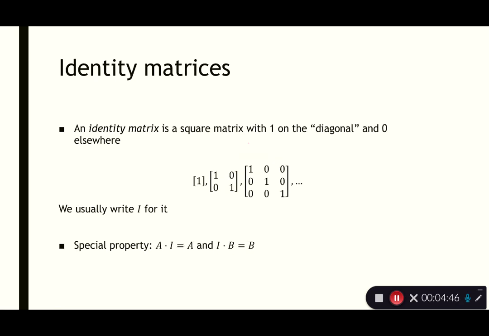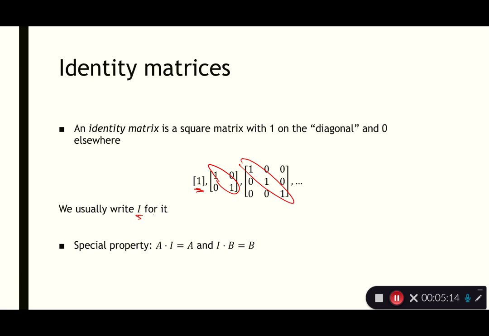Now, there's a special type of matrix that's very common and shows up with these operations. It's called an identity matrix. An identity matrix is a special matrix that has a 1, or a sequence of 1s, on the diagonal that goes from upper left to lower right, and it has zeros everywhere else, and it has to be square. We usually write I for it with the understanding that we should know exactly what size it is.